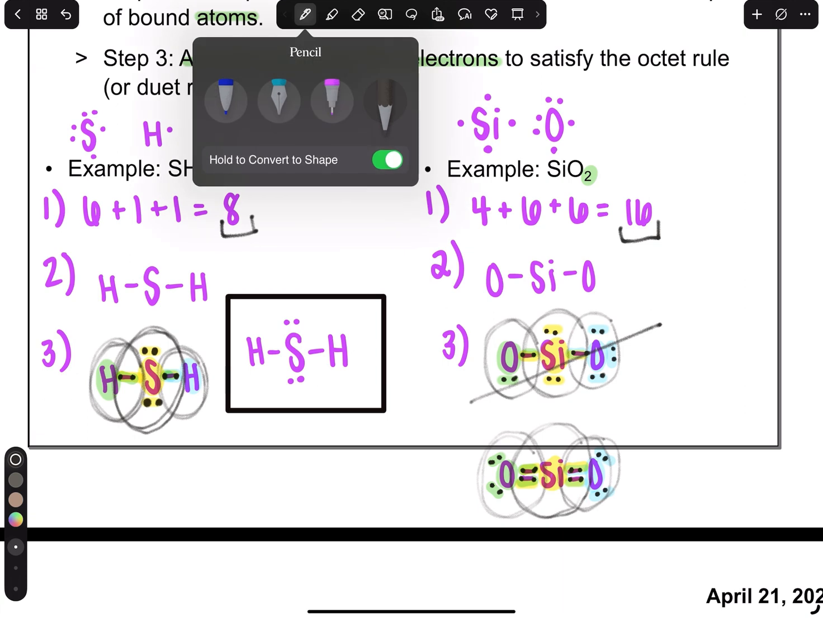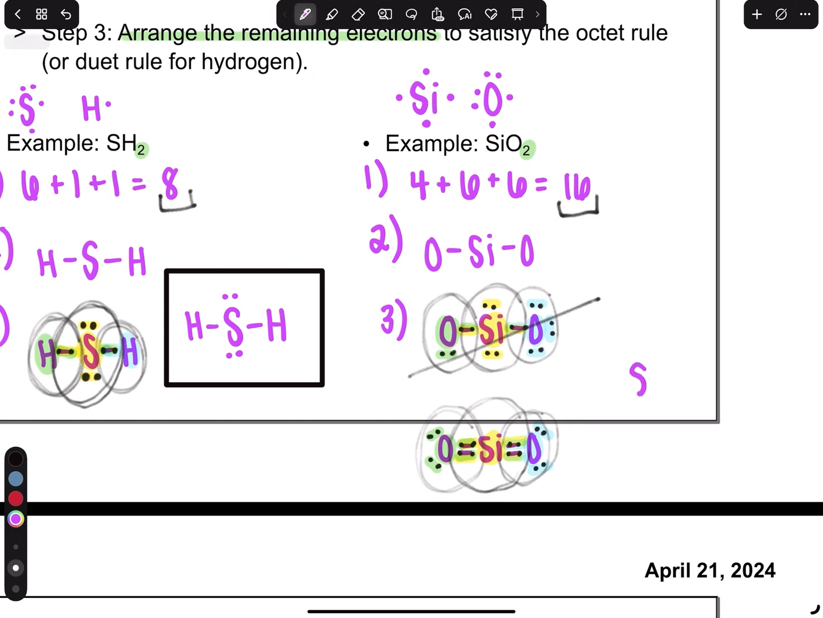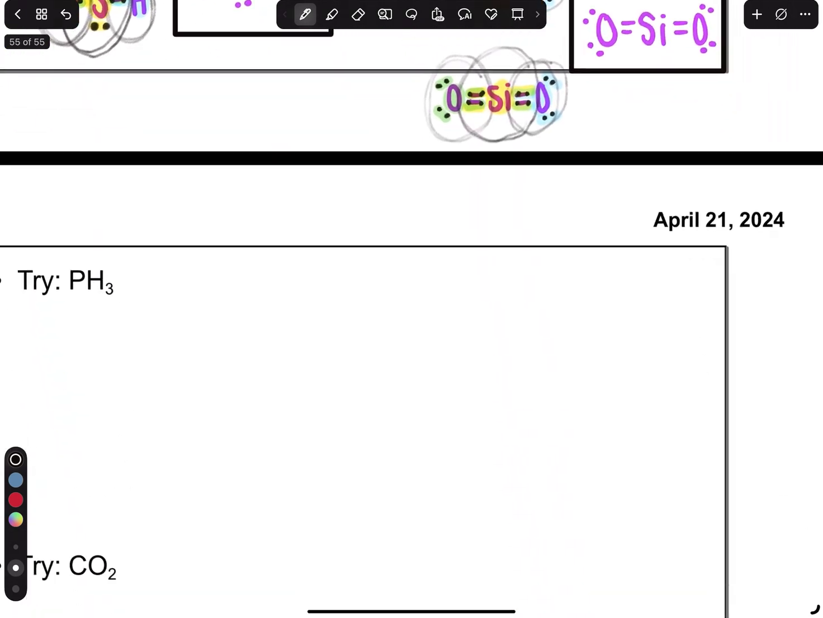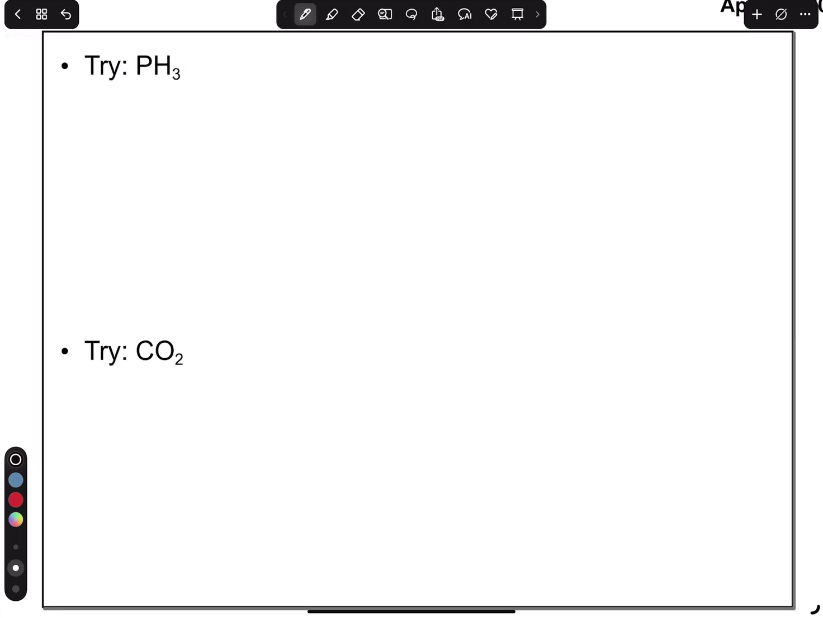So to draw my final picture in a neat manner, I'll just simply redraw it here on the right. Silicon double bonded to both oxygens, and both oxygens keeping 2 lone pairs to themselves. And that would be my final drawing. So go ahead and try practicing using these 3 rules on the next 2 tries. Pause the video and unpause when you're ready to check your answers.